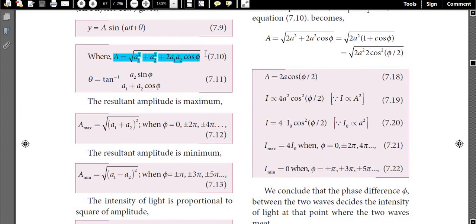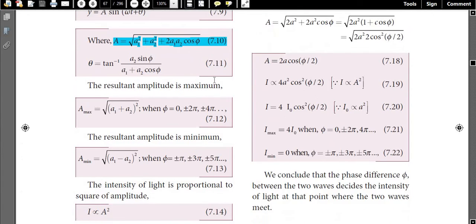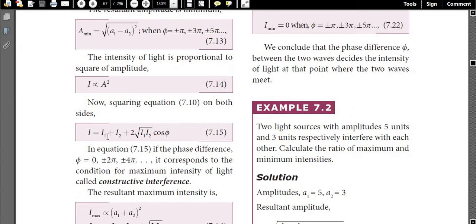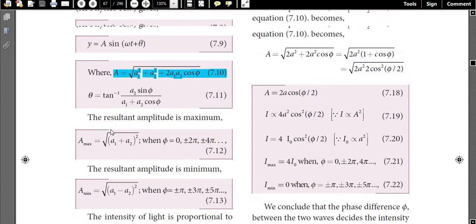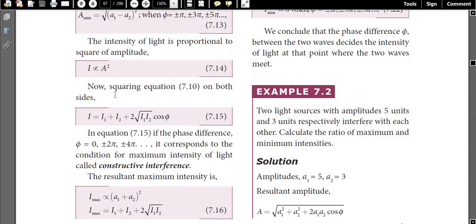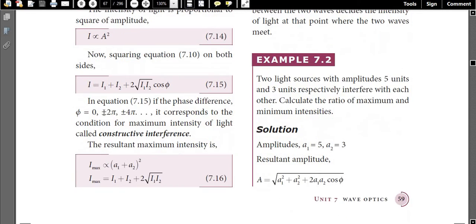Here is the equation. Squaring equation 7.10 on both sides, we get I is equal to I1 plus I2 plus 2 root of I1 I2 cos phi. So in equation 7.15, if the phase difference phi is equal to 0, plus or minus 2 pi, plus or minus 4 pi, it corresponds to the condition for maximum intensity of the light, called constructive interference.